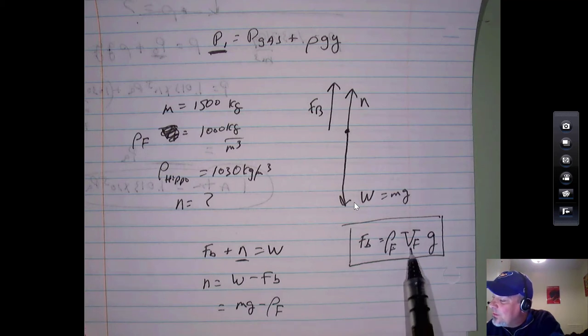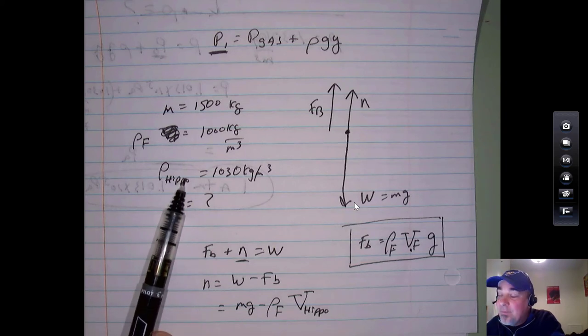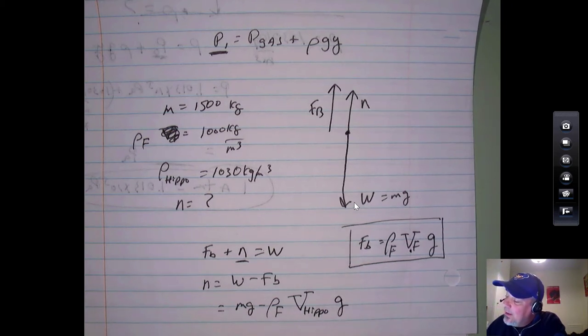So how are you going to get the volume of the fluid? Well, the volume of the fluid is the same thing as the volume of the hippo because it's completely submerged. So you have to do a little bit of algebra to do that. So we'll get the volume of the hippo. You can do that because you know the density of the hippo and you know the mass of the hippo. So figure out the volume of the hippo and then times g.